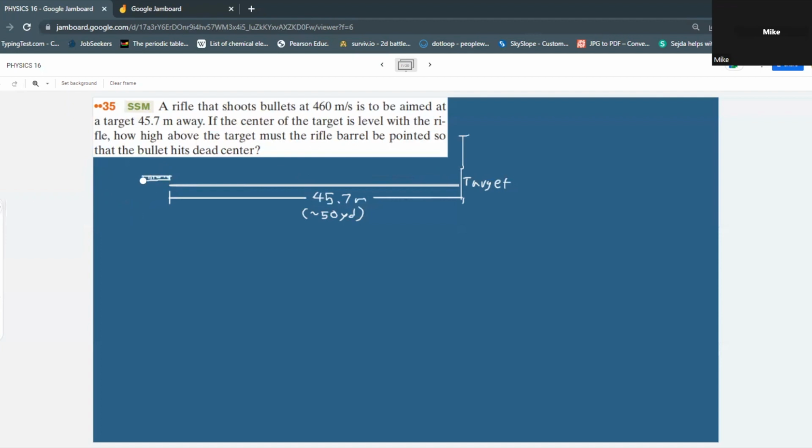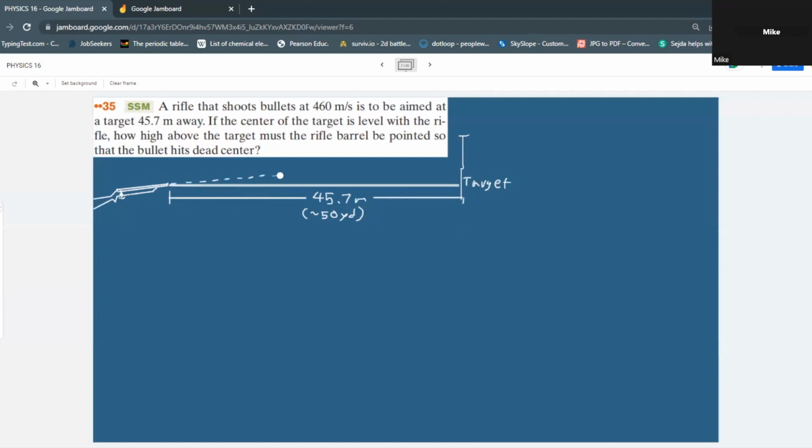How high is it above the target? The center of the target is level with the rifle. So it's not above the target, it's just level. So you can only change the direction. So how high was the rifle? So the length is what we're looking for.